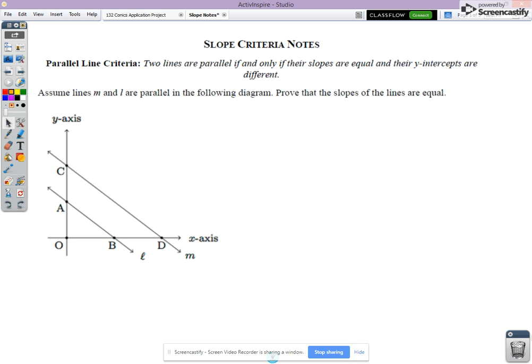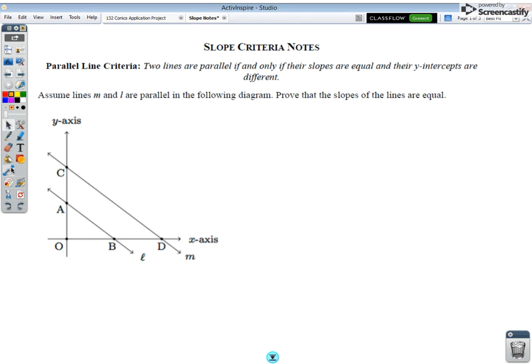All right, welcome to our flipped classroom. So today what we're going to do is I'm going to introduce you to slope criteria for parallel lines and for perpendicular lines, and that's going to set us up really well for the practice that we're going to do in class tomorrow.